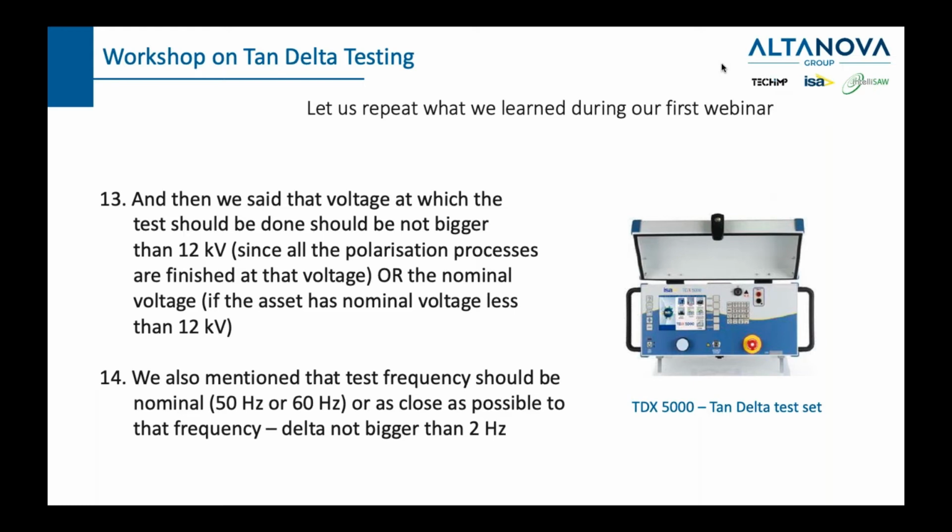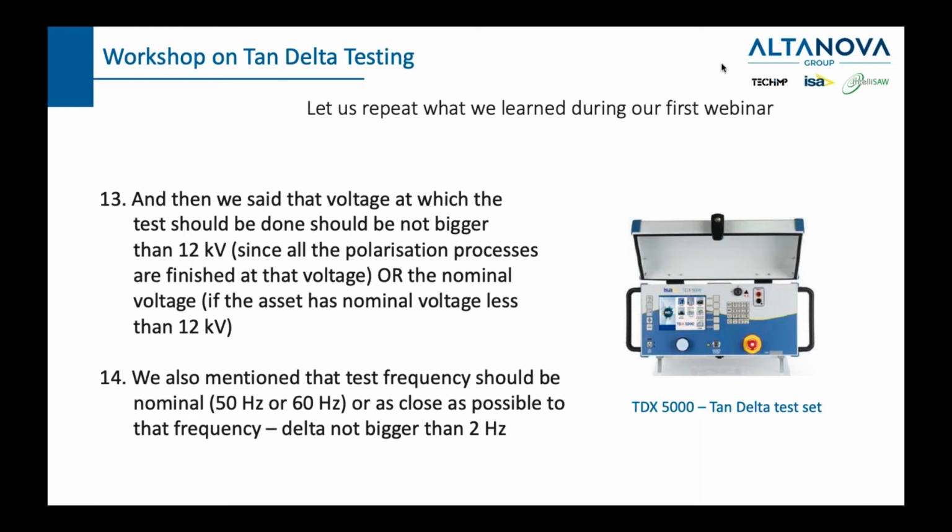When we are testing on rotary machines, sometimes we need to go a little bit more than that, but as we said, the formula for tan delta is 1 divided by omega RC. Omega is 2 pi f, so you can see that the tan delta does depend on the frequency. So we should keep that in mind.